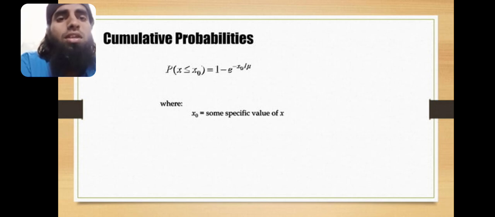Cumulative probabilities: P of x less than x naught is equal to 1 minus e power minus x naught by mu, where x naught is some specific value of x.